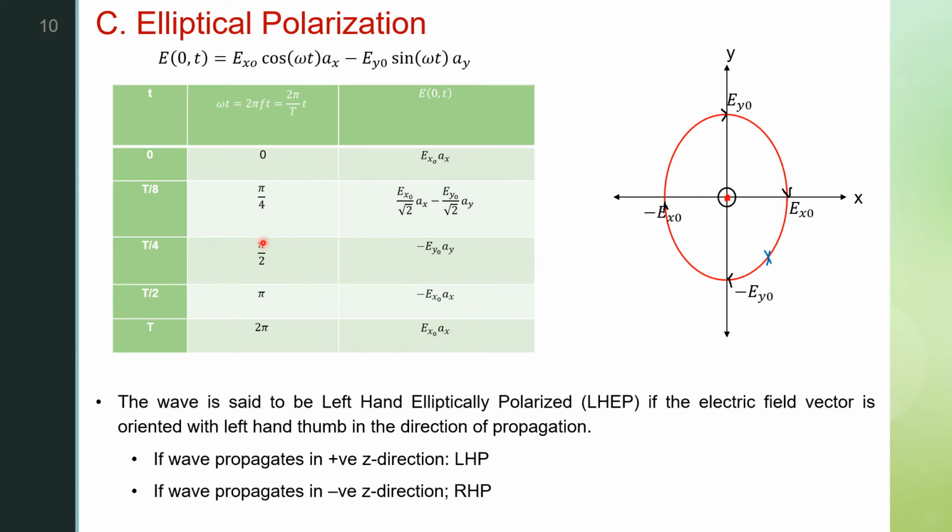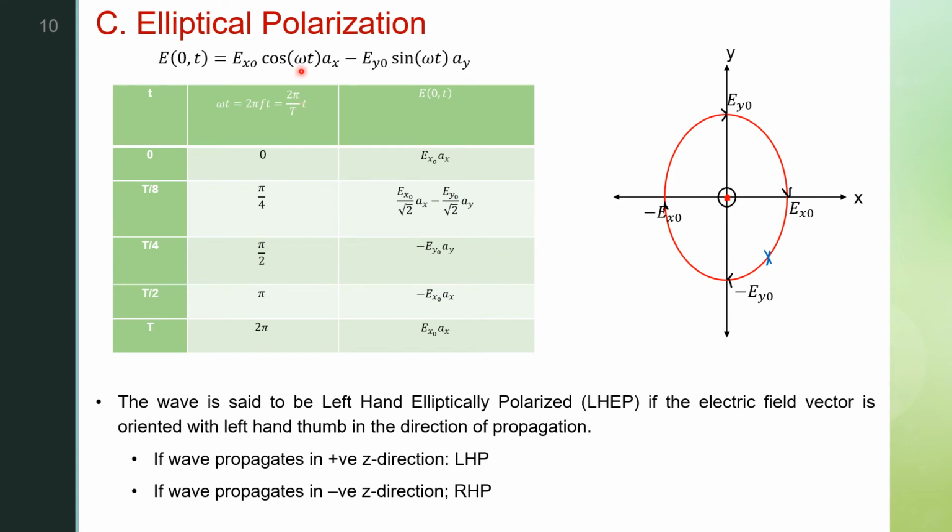So now let's see whether the tip of the electric field vector is actually defining an ellipse. Same steps that we did for linear polarization and circular polarization. So here we have the expression for the electric field vector, that is E of 0 comma t is equal to Ex0 cos omega t ax minus Ey0 sin omega t ay. This is for the case when the phase difference is pi by 2, that is n equal to 0. So here let's substitute for different time instances. When t is equal to 0, omega t is going to be 0.